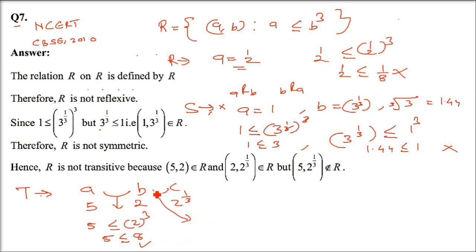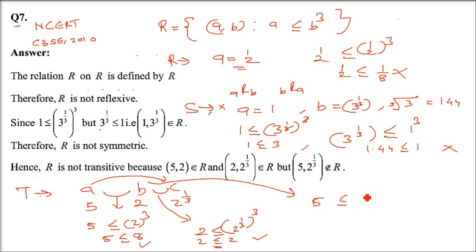So let us take b and c. 2 is less than or equal to 2 raised to 1 by 3, whole cube. This 2 is less than or equal to this 2. So 2 is not less than, but it is equal. So this is also correct. Now let us check a and c, whether we are getting it or not. So 5 is less than or equal to 2 raised to 1 by 3, whole cube. The cube and 1 by 3 cancel, so 5 is less than or equal to 2. No, this is incorrect. This is not even transitive.